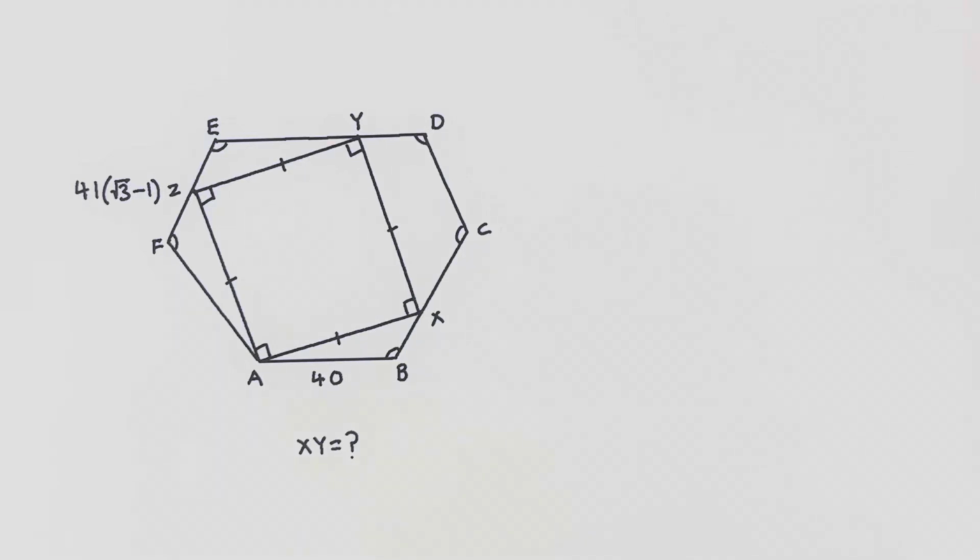In this problem, we have a 2012 AMC 12B, problem 21. Square AXYZ is inscribed in an equiangular hexagon ABCDEF with X on BC, Y on DE, and Z on EF. Suppose that AB equals 40, and EF equals 41 times (square root 3 minus 1). What's the side length of the square? So XY in this case will be the side length of the square we want to find.